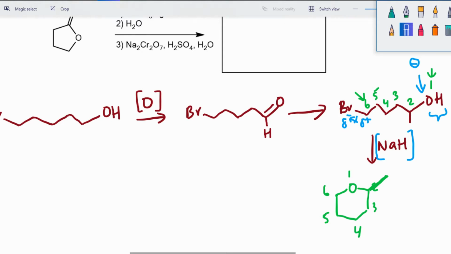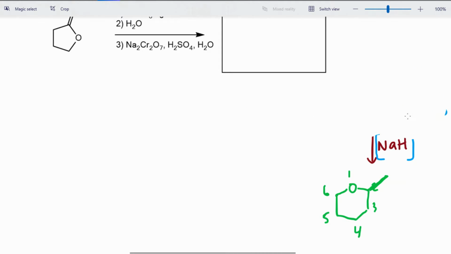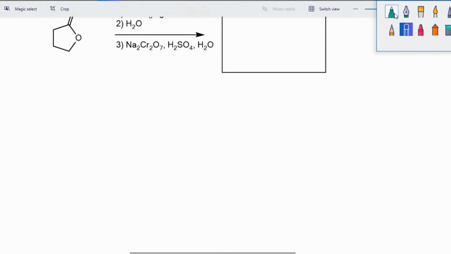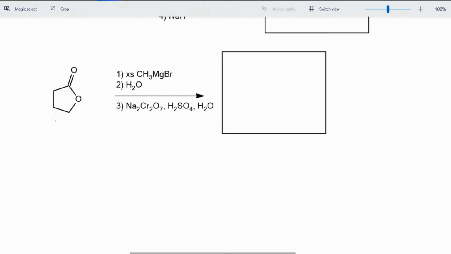Now let's get the writing out of the way so we can focus on this last part, which is pretty interesting if you haven't done a question like it thus far. So I can find the cursor. The first reaction involves treating it with excess, so more than one equivalent of Grignard reagent, where the nucleophile is CH3-. Now what does this do to an ester?